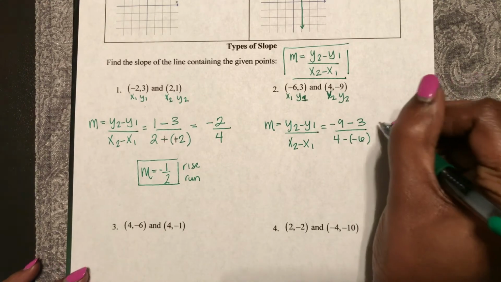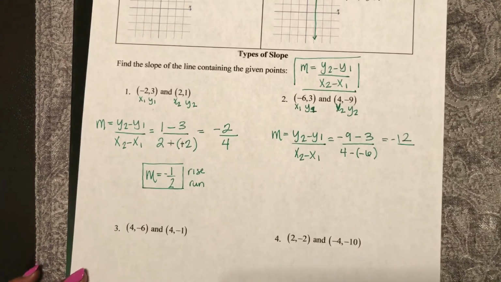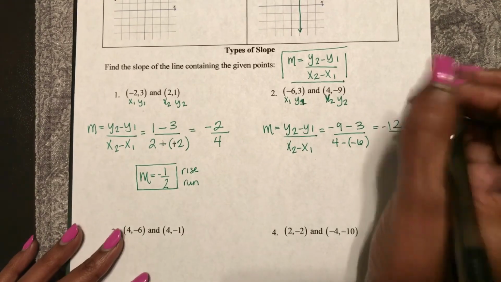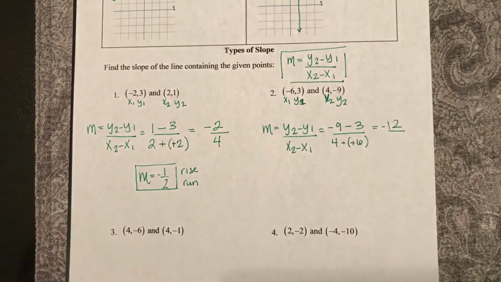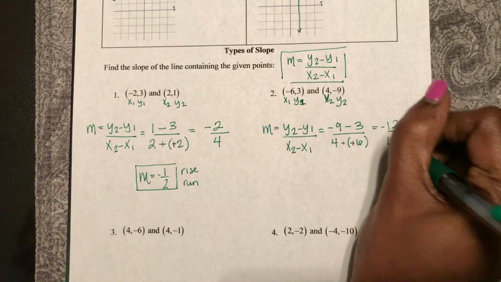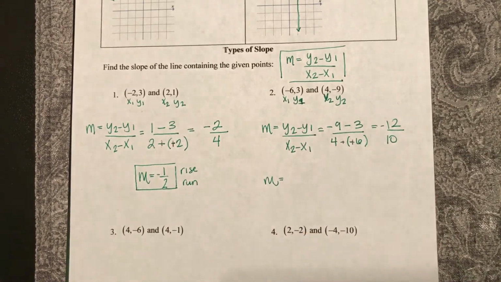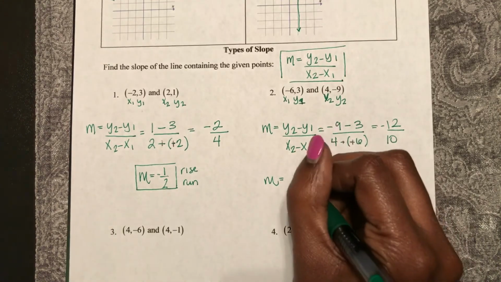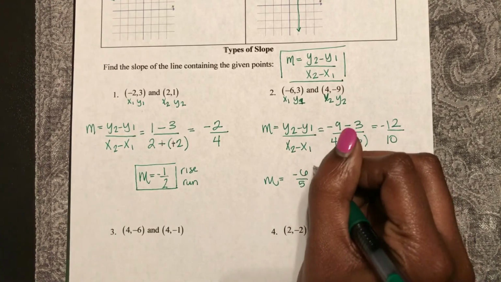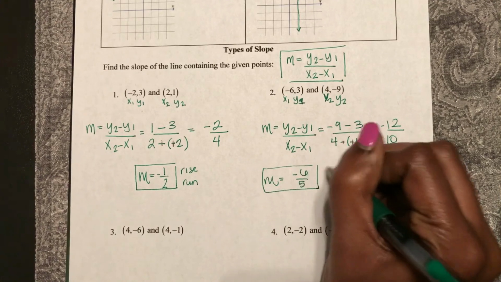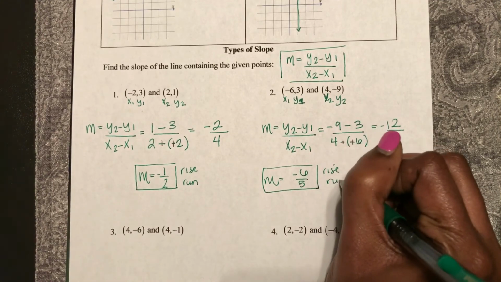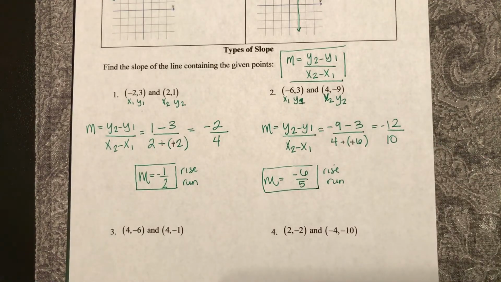Negative 9 minus 3 is negative 12. 4 minus a negative 6 changes to plus a positive, and that becomes positive 10. Always simplify any answer. Negative 12 over 10 reduces to negative 6 over 5. That is my rise and my run visually.